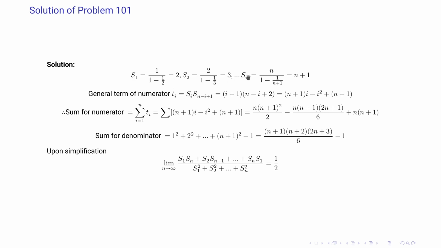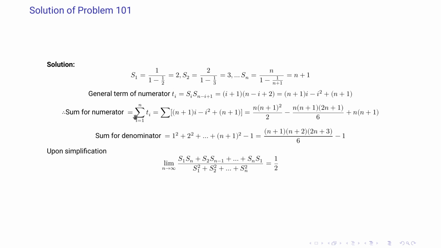We proceed similarly to find Sn, which is n by 1 minus 1 by n plus 1, or n plus 1. So the general term of the numerator can be written as Ti is equal to Si S(n minus i plus 1). If you substitute i is equal to 1, you get S1 Sn and so on. So we write the values of Si and S(n minus i plus 1), which are i plus 1 and n minus i plus 2. We multiply this to get (n plus 1) into (i minus i square plus n plus 1).